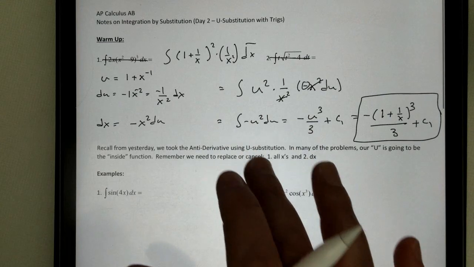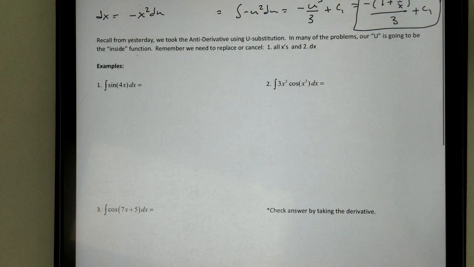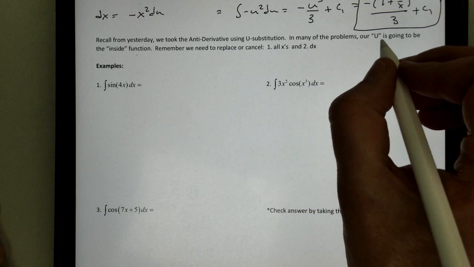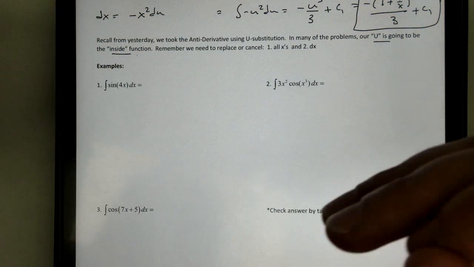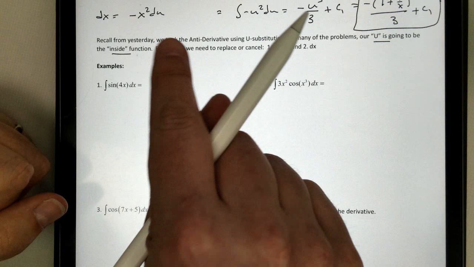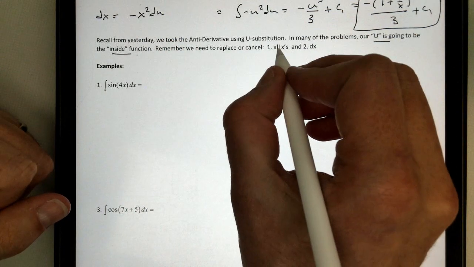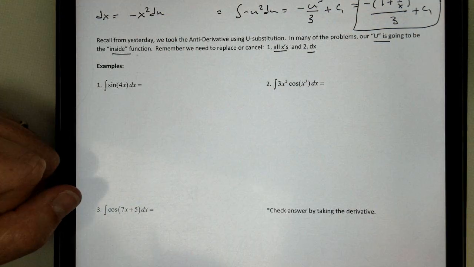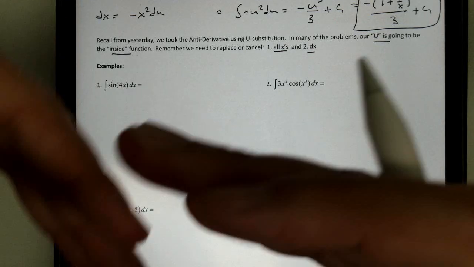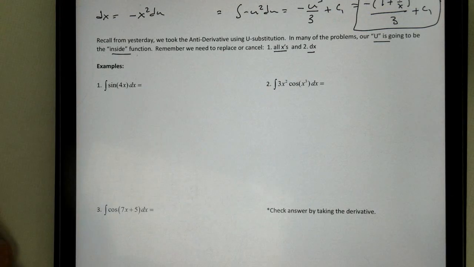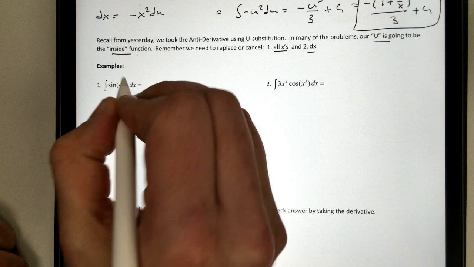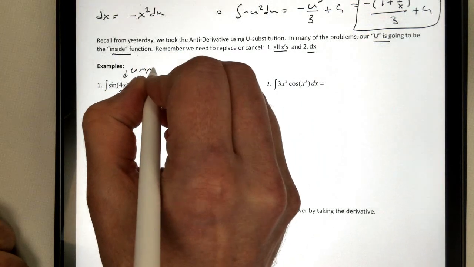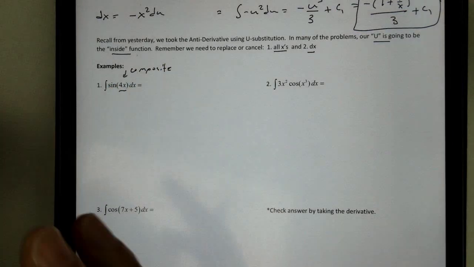So let's talk about trigalicious functions. From yesterday, we took the antiderivative using U substitution. And in many problems, our U is going to be the inside function. That comes from the idea of a composite. Remember, this is what we need to replace. We need to replace all the x's and the dx. So we're either going to replace them or we're going to cancel them. So let's take a look at number 1. Here we have our sine function. Notice this is composite. So this says I have to use U substitution.